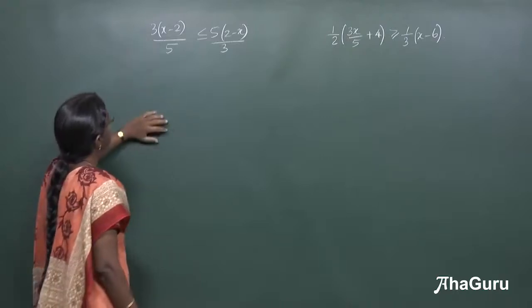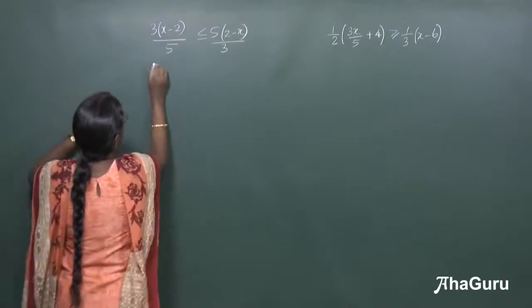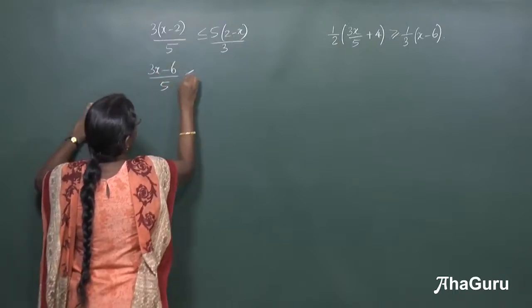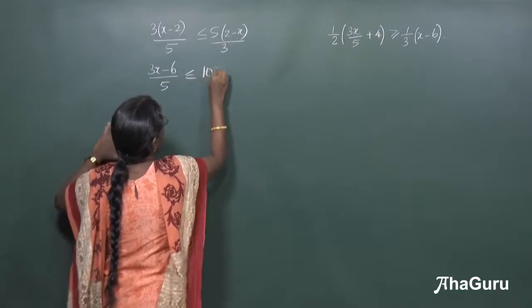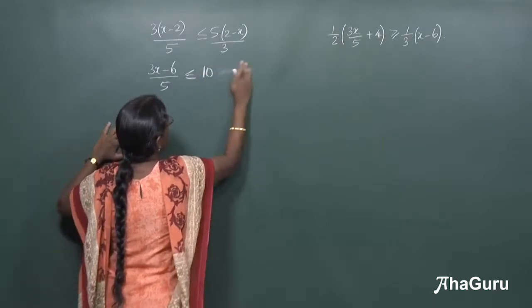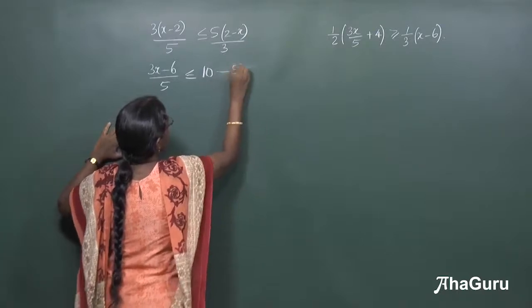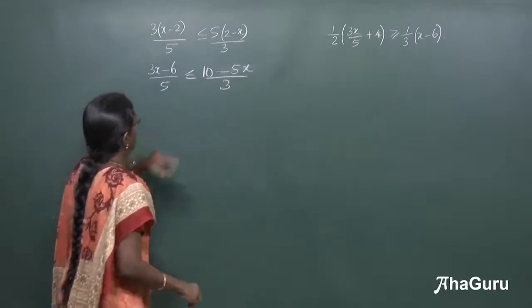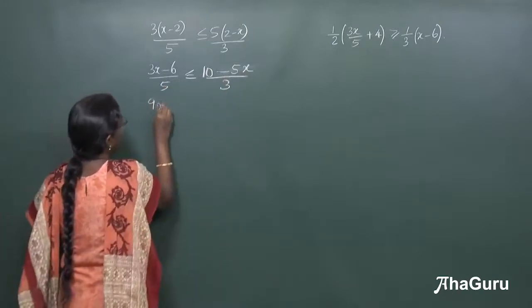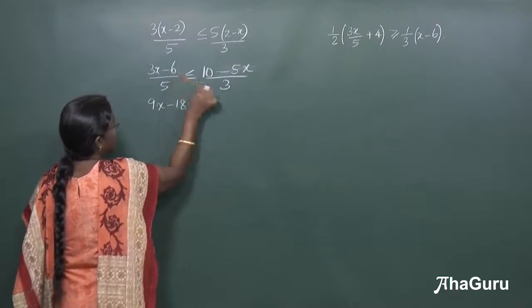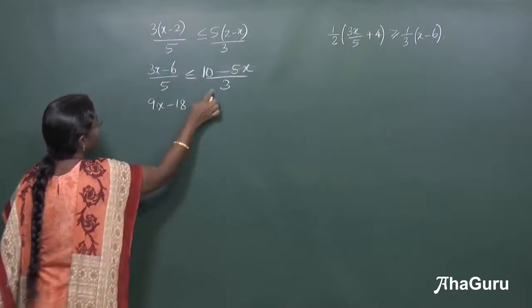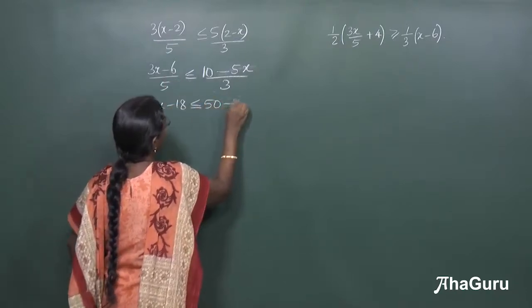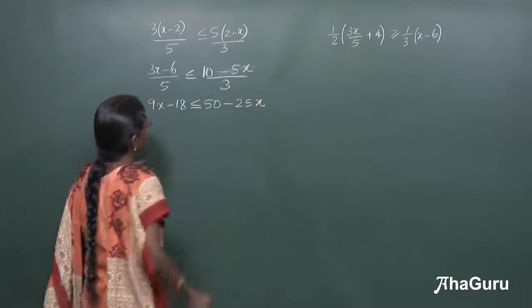We will see how to solve this inequality. Numerator, you get it as 3x minus 6 by 5 less than or equal to, this side it is 10 minus 5x, 10 minus 5x divided by 3. Now, just cross multiply by the constants, we get 9x minus 18, just multiply by 3 this side and 5 on the other side. 9x minus 18 is less than or equal to 50 minus 25x, correct?